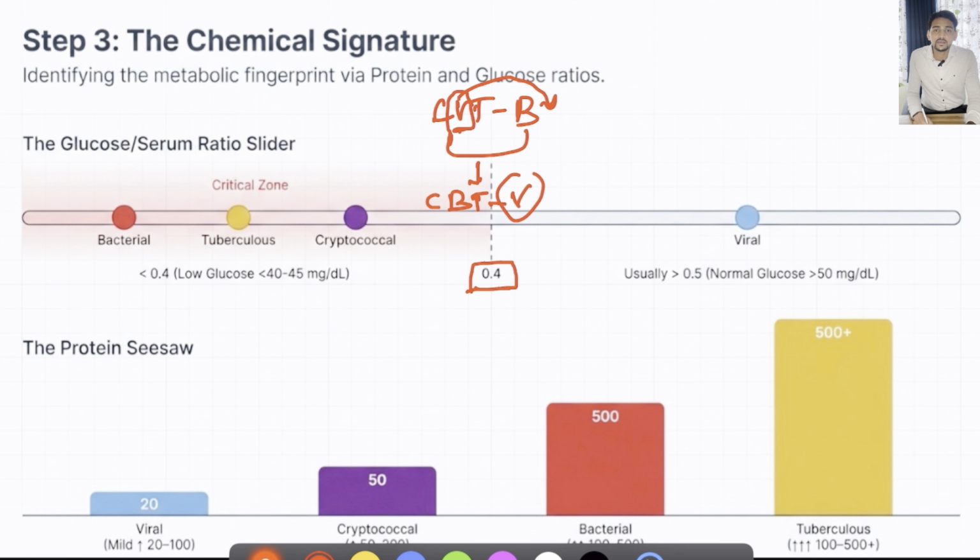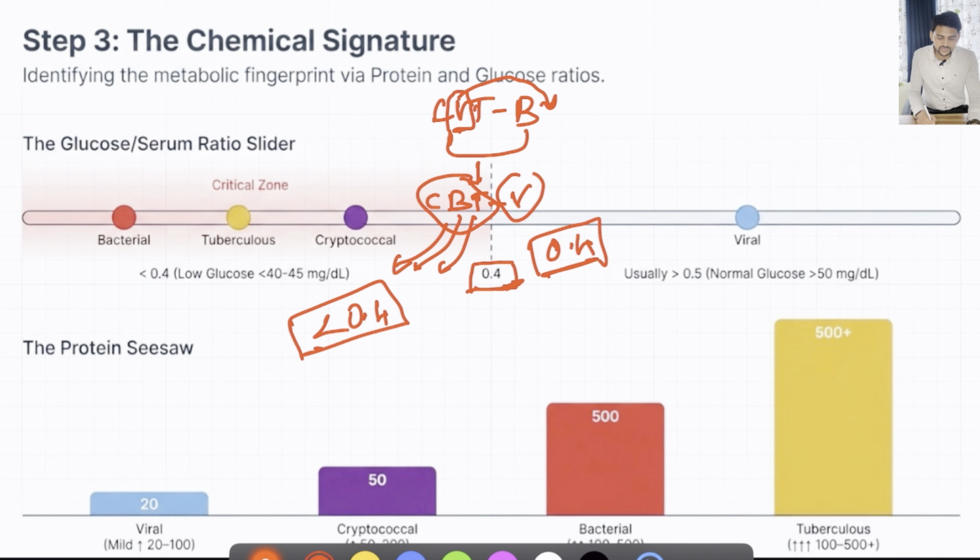So the point here is, in case of viral meningitis, the ratio will be more than 40% or normal we can consider. Like the glucose value will be as expected. So it will be definitely more than 0.4. Whereas in other three, that is cryptococcal, bacterial and tubercular, glucose is reduced to less than 0.4 ratio. So this is again very important. Why is glucose reduced? Because when compared to viral, these three infections are a high inflammatory state, we can say.